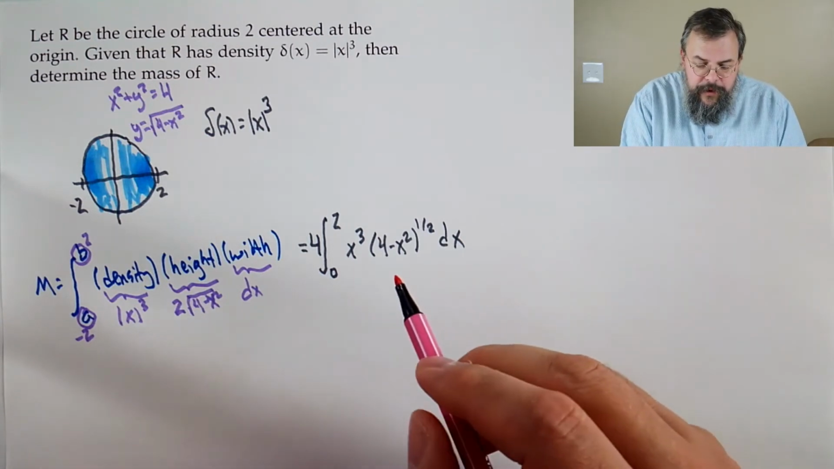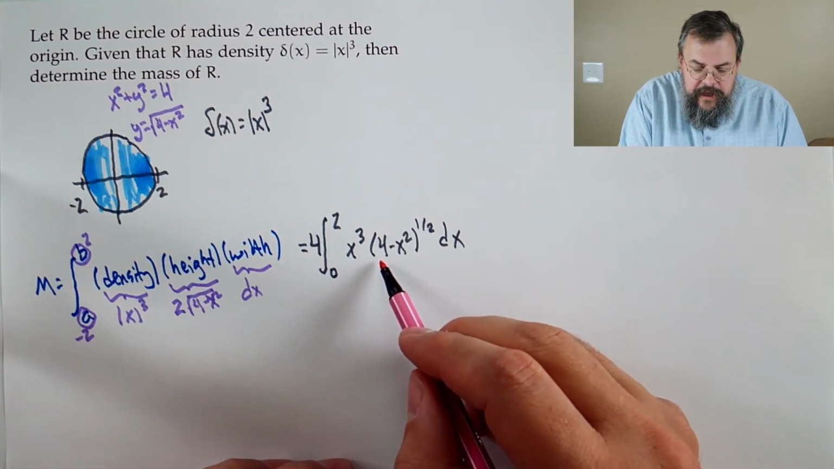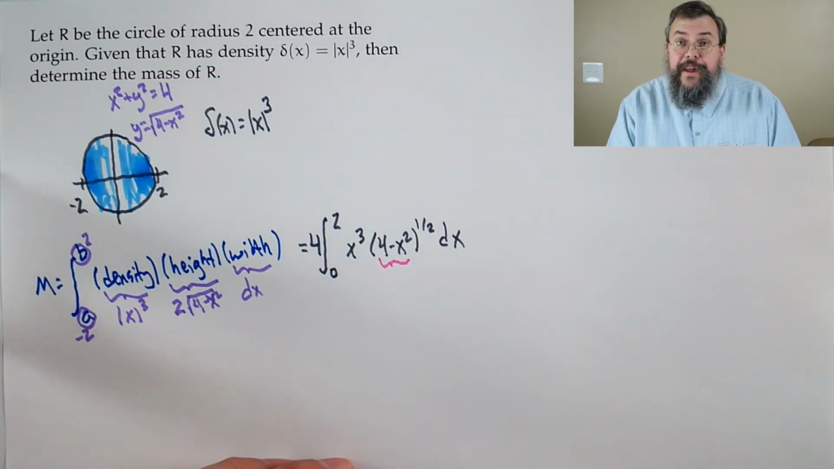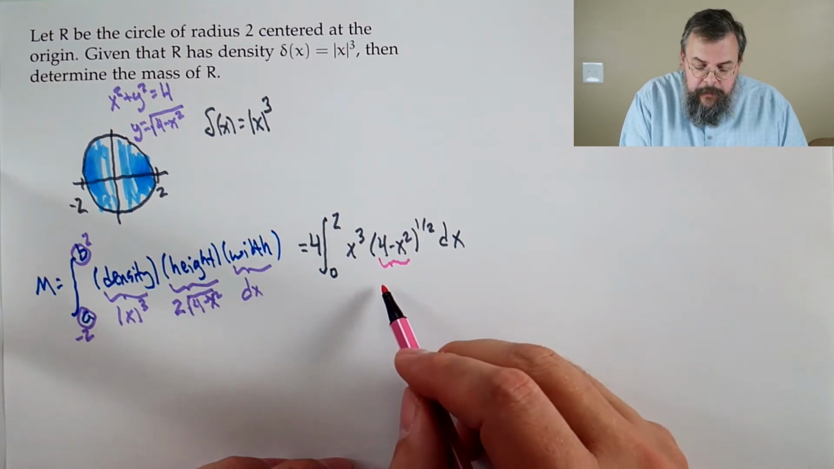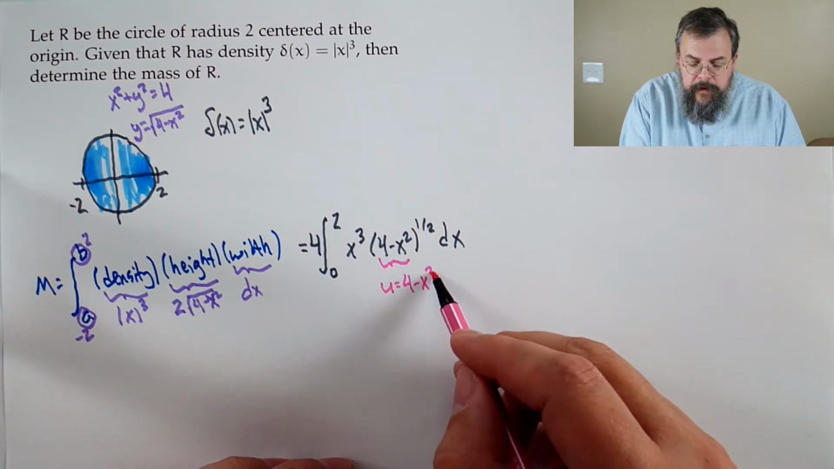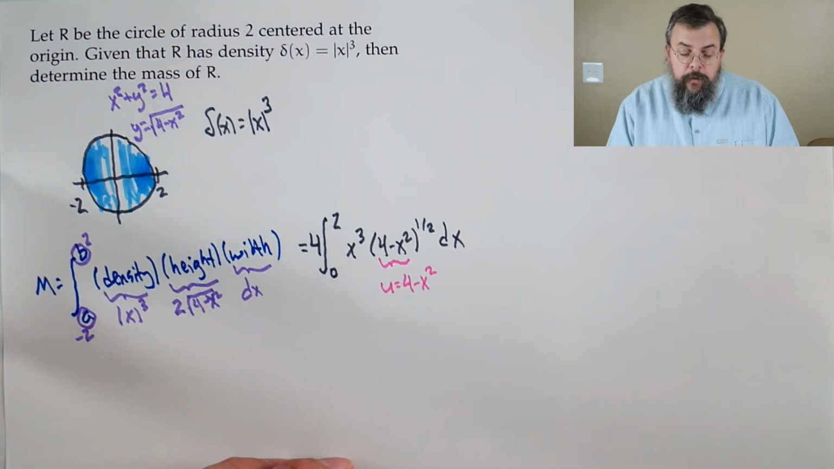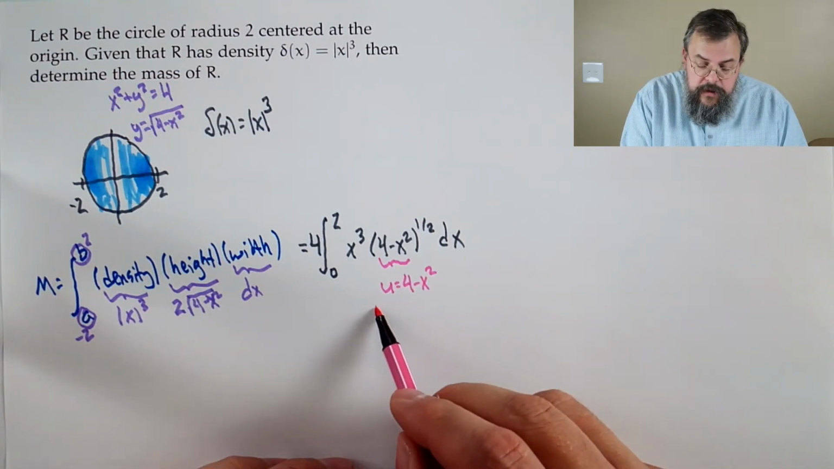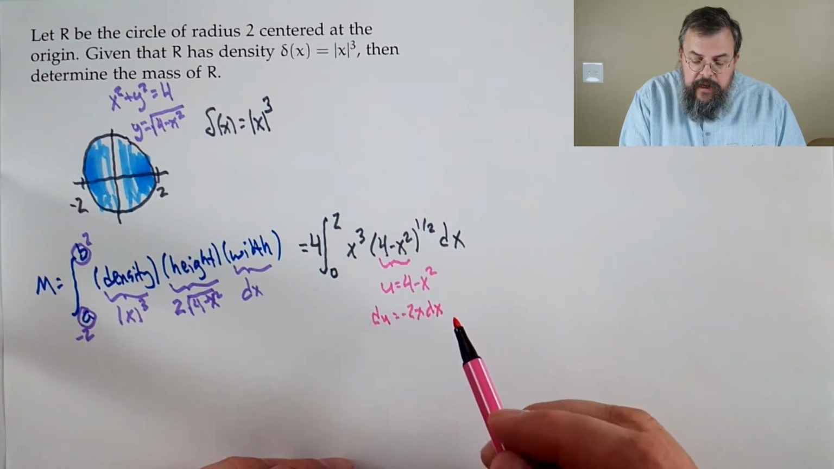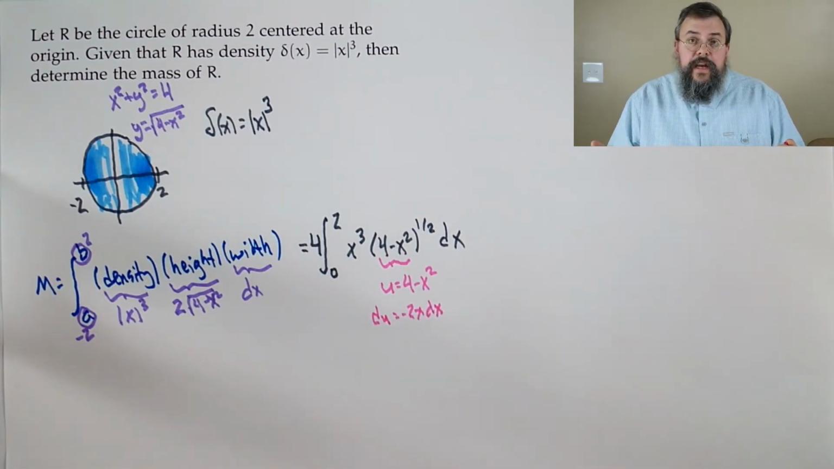So we're going to think of this 4 minus x squared. We'll say, look, here's the inside. Let's suppose, hypothetically, let's explore, what if we made u equal 4 minus x squared? We could do that. Well, what would happen? Well, du would be minus 2x dx.